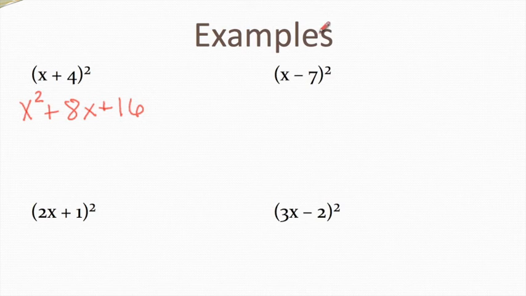Let's try the next one. Our first term, we need to square it, so that becomes x squared. We find the product of the two terms, so x times negative 7, which will be negative 7x. Now we double that, which will be negative 14x. Then we square the last term. Negative 7 squared is positive 49.